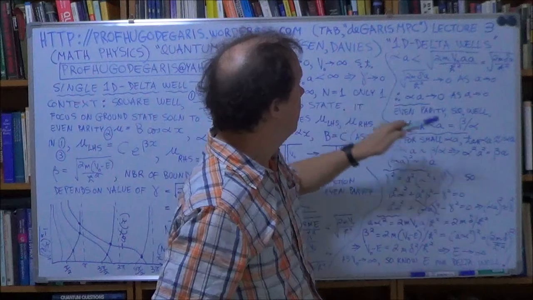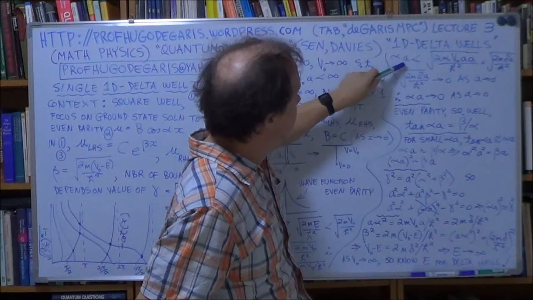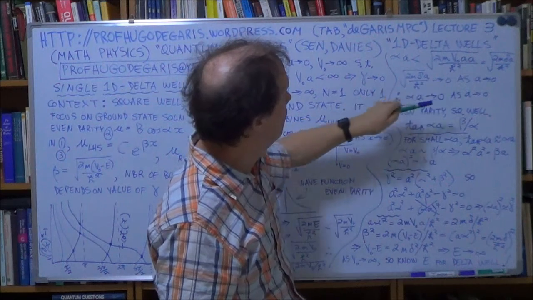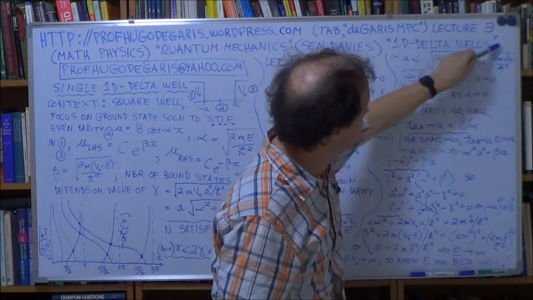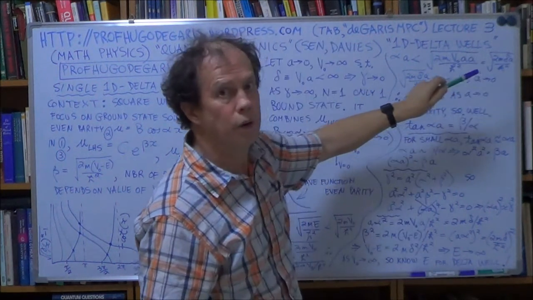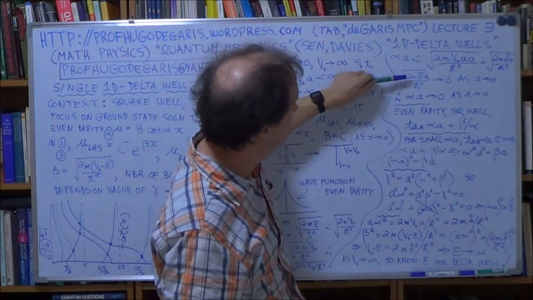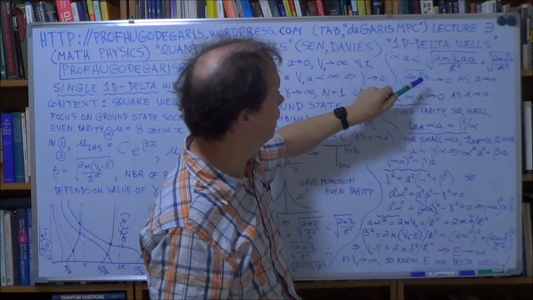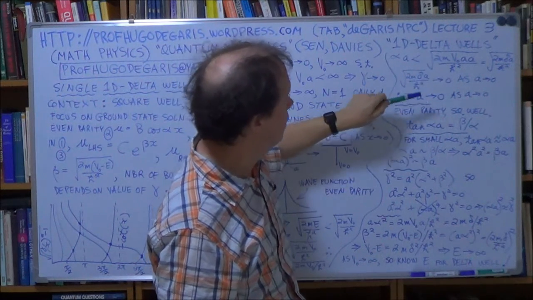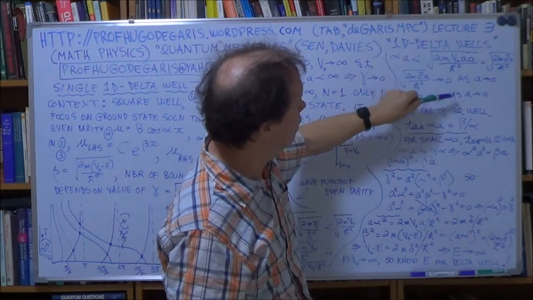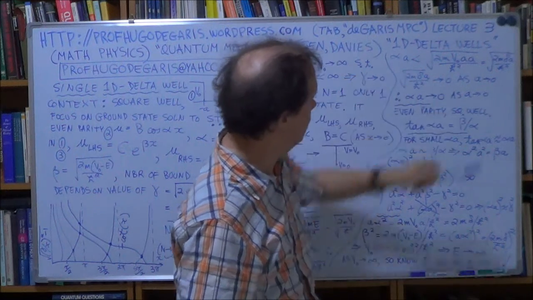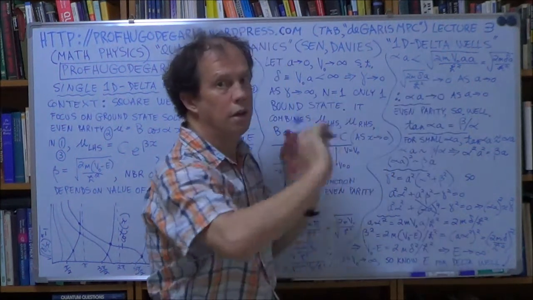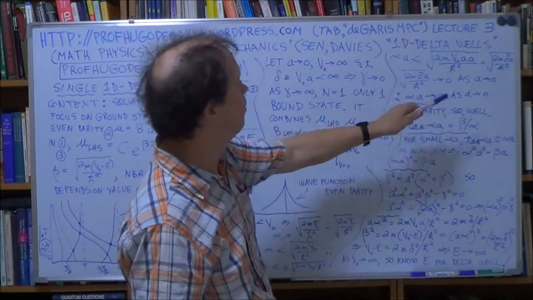Now as A, the width of your well, goes to 0, this expression here goes to 0. Why is that? Well, M, h-bar, delta, they're all finite. Delta by definition is finite. But A is going to 0. Therefore this whole thing goes to 0 as A goes to 0, because of the A.